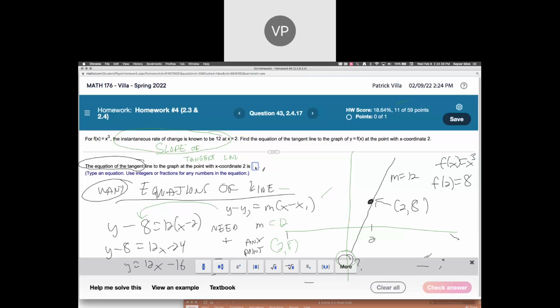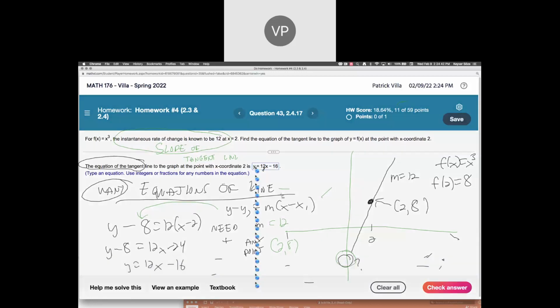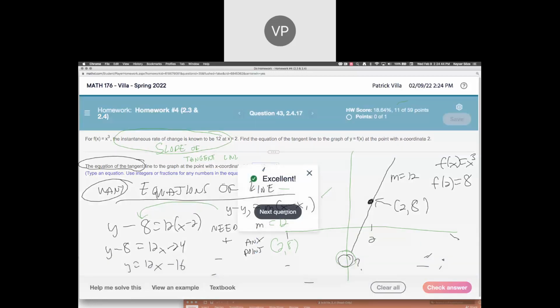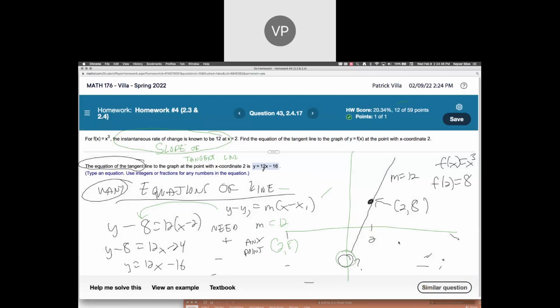Now I'm going to plug in the tangent line. Y equals 12x minus 16. And there's our answer for number 43. So again, pause it. Look at it. If you have any questions, shoot me an email. But check this over. I want to make sure you understand how I went through this entire process.